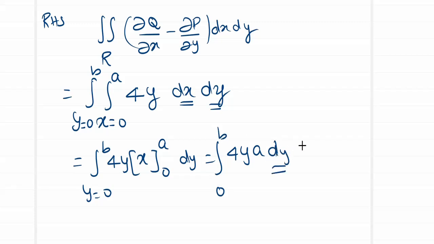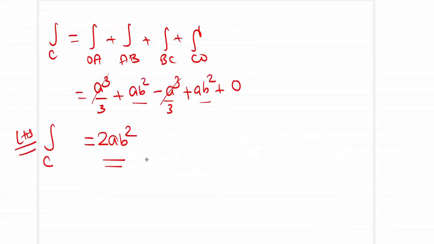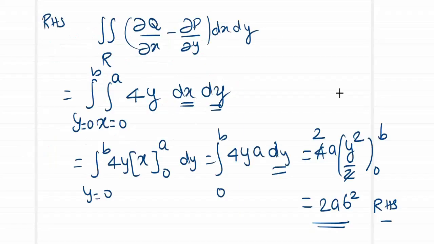So when I integrate with respect to y, 4a is a constant. Y on integration gives us y square divided by 2. Now apply the limit between 0 to b. So 2 can be cancelled off over here. This gives me 2a times the upper limit minus the lower limit, b square minus 0. So what is going to be my right hand side? My right hand side is going to be evaluated as 2ab square. Now let us go and check what we had for your left hand side. It is 2ab square. So we notice that 2ab square is the same as 2ab square. That is, your LHS is equal to RHS.